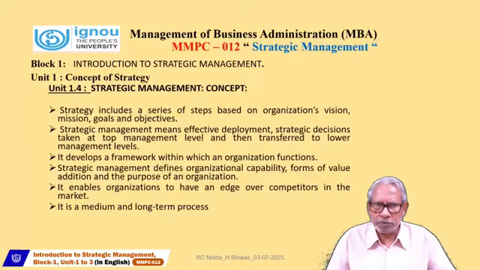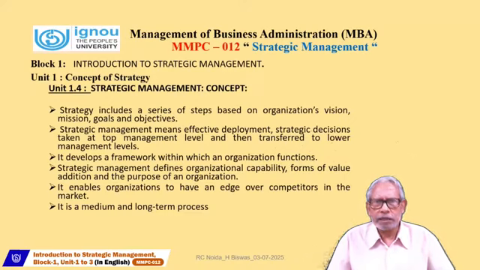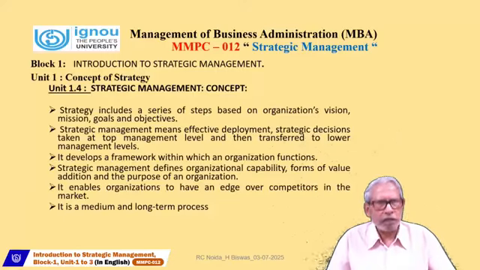Strategy includes a series of steps based on the organization's mission, goals and objectives. Strategic management means the effective deployment of strategic decisions taken at the top management level and then transferred to the lower management levels. Initially it will start from the top management, then it will be passed down and followed by the respective departments and levels. So it develops a framework within which an organization functions. That framework part will come in the second unit.